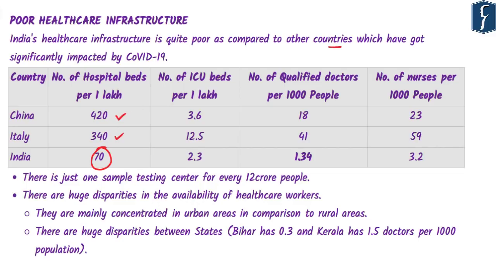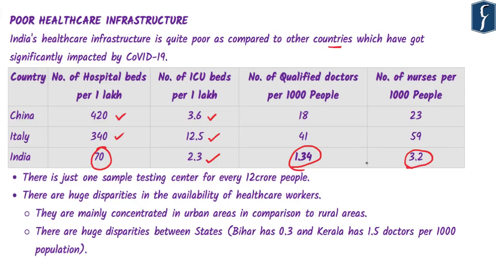The number of ICU beds per lakh of population is just 2.3, compared to 12.5 in Italy and 3.6 in China. Similarly, other numbers are low: the number of qualified doctors per thousand people in India is 3.4, and the number of nurses per thousand population is 3.2, which are very low compared to the numbers of Italy and China.